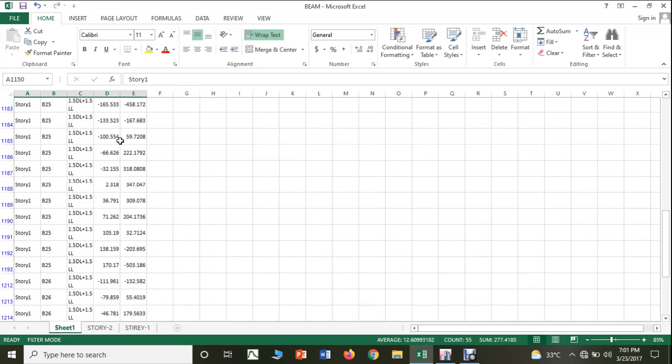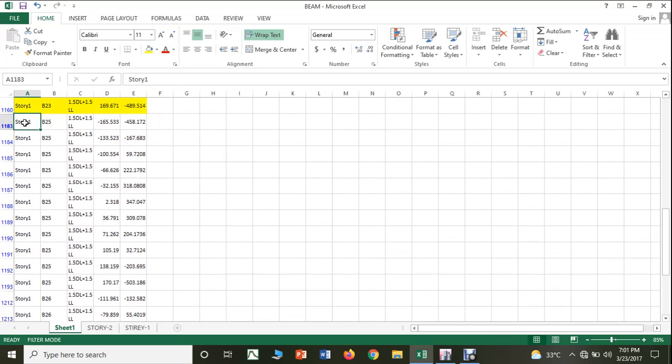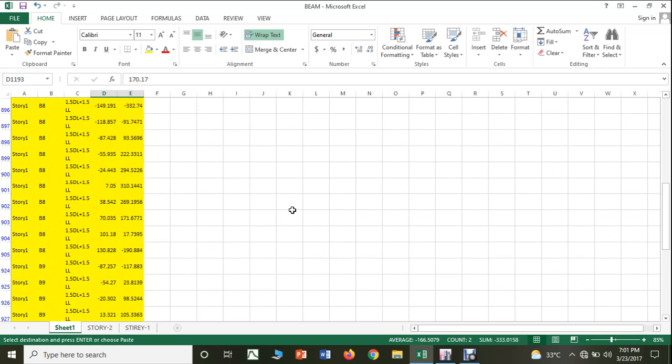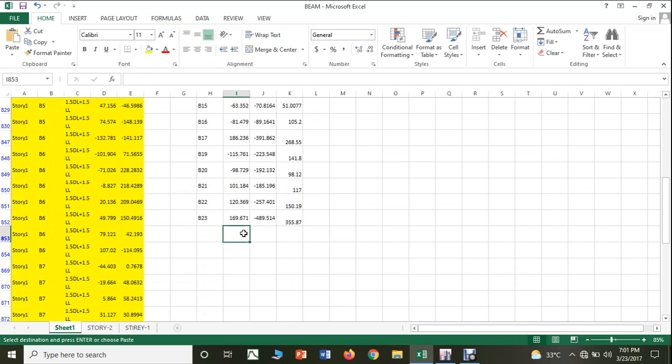The next that you can have is beam 25. For beam 25, this is the highest value, and 347. That is beam 25.